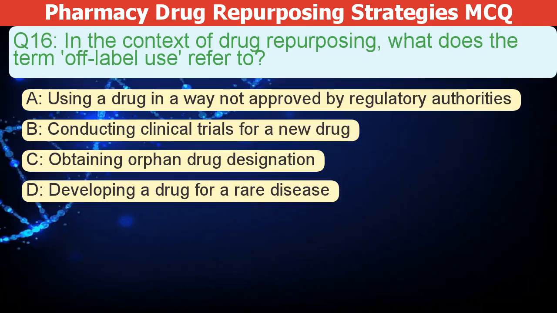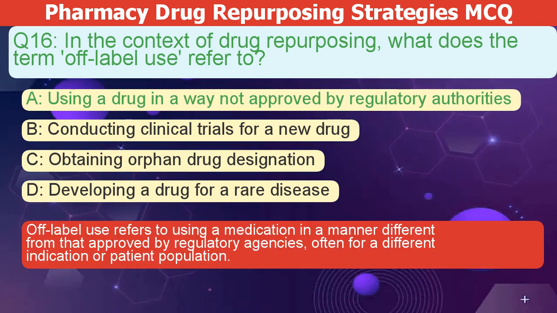In the context of drug repurposing, what does the term off-label use refer to? Using a drug in a way not approved by regulatory authorities. Conducting clinical trials for a new drug. Obtaining orphan drug designation. Developing a drug for a rare disease.